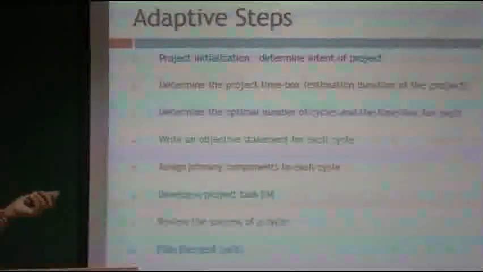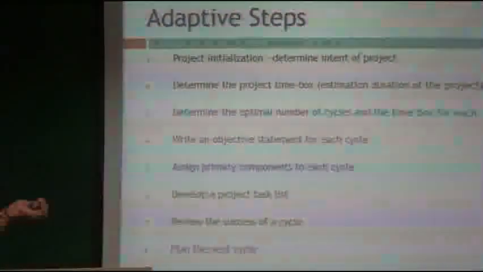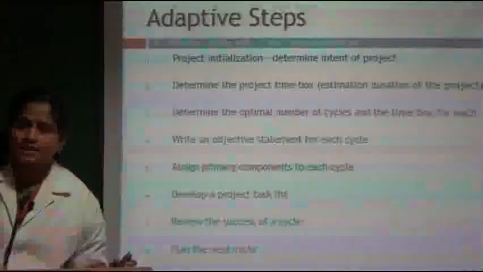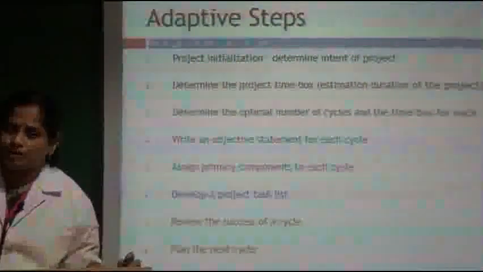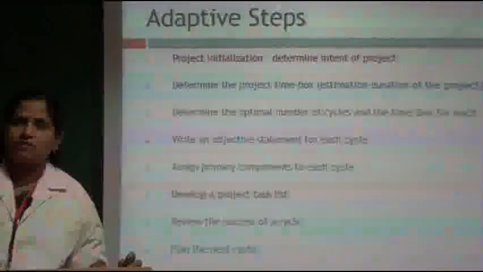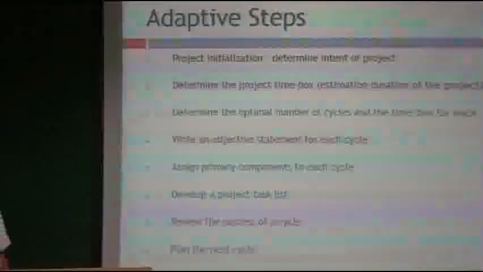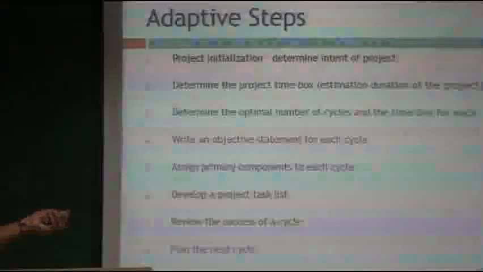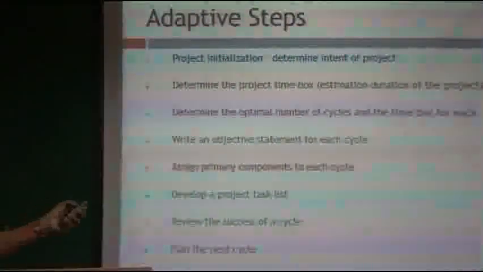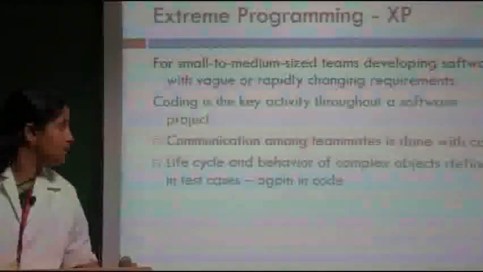Write an objective statement for each cycle, assign primary components to each cycle, develop the project task list, review the success of the cycle, and plan the next cycle. Here, inside the time box, we need to identify how many cycles there should be, which cycles should be repeated, what the output of each cycle is, what the project task list is for each cycle, and review the success of the cycle. These are adaptive steps, because here the cycle is not permanent. If you want, you can add one or two more cycles.